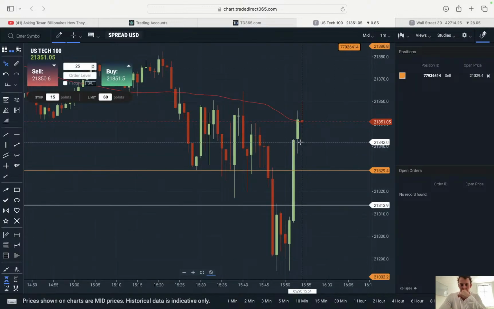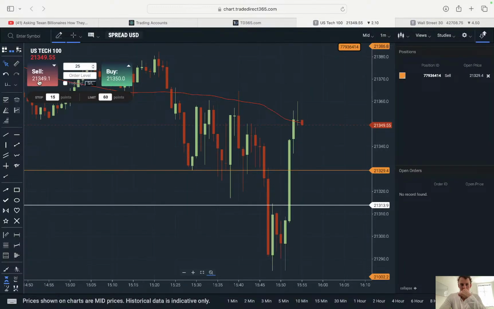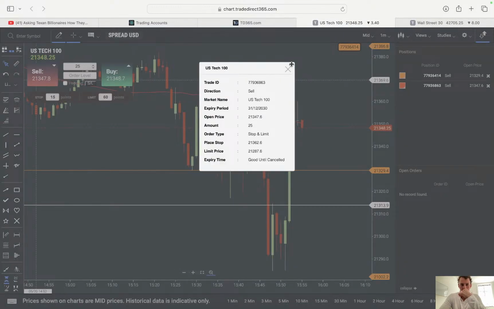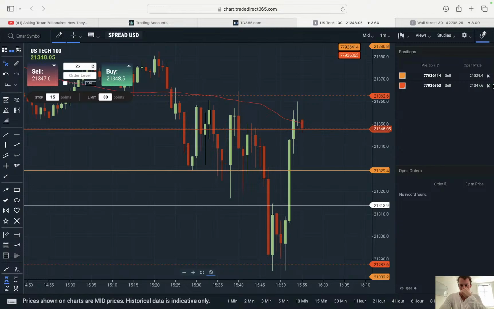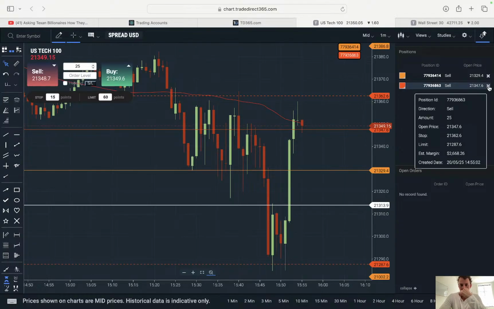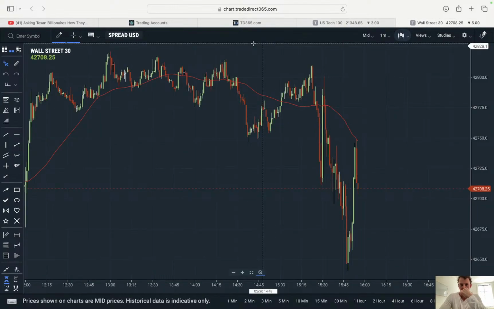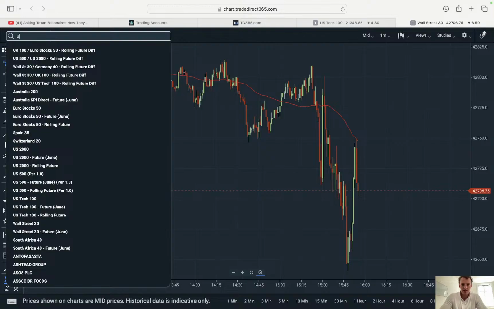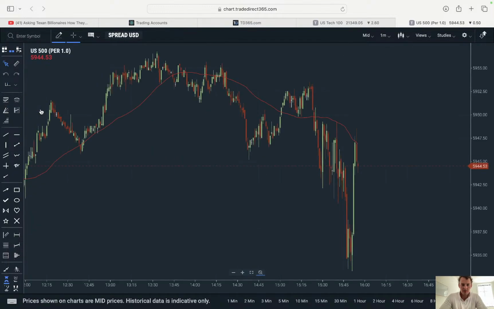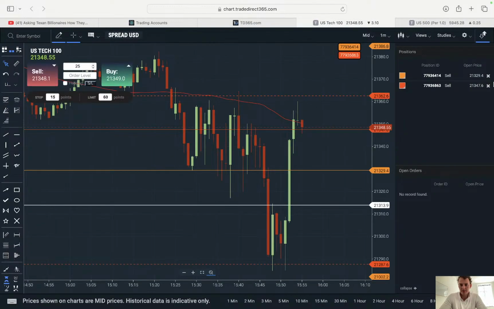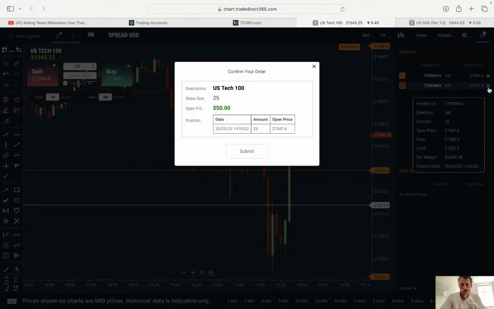Getting ready to short this again here. I'm gonna short Nasdaq again here. Let's see here if it's gonna sell off. So things is selling off for Wall Street. Let's see if things is also selling off for S&P 500. It's a little bit tricky, yeah.